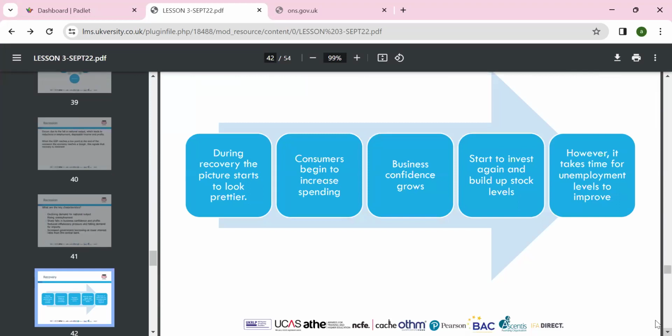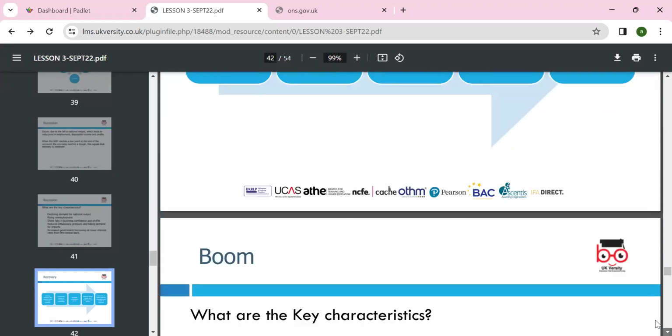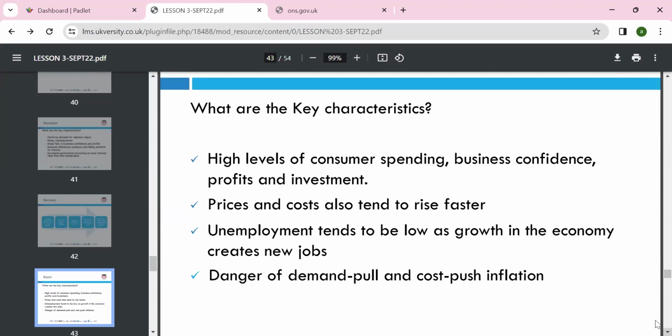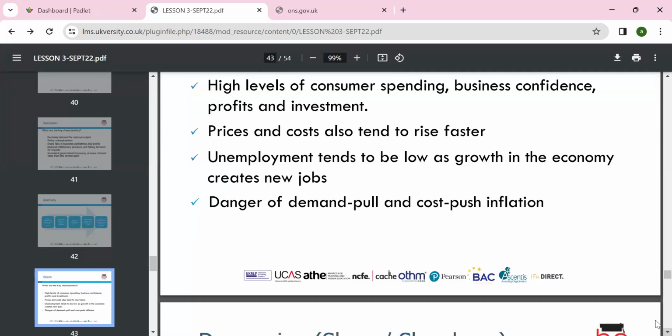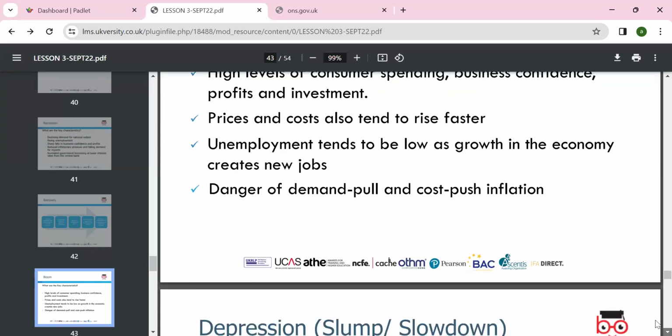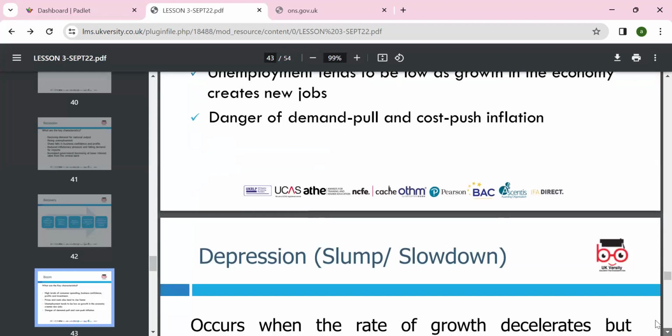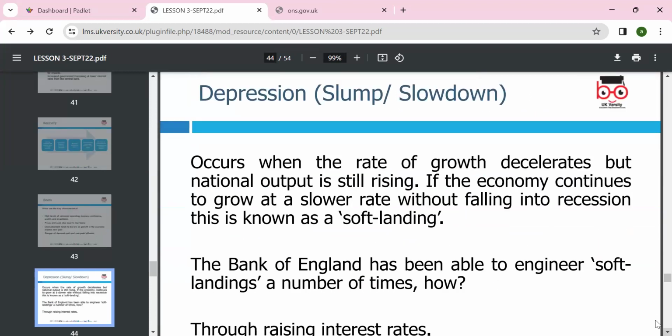During the recovery, the picture starts to look better, and consumers begin to increase their spending, and ultimately the economy grows. And boom, what are the key features? A high level of consumer spending, prices and costs tend to rise, and unemployment tends to be lower, and the danger of a slump and depression can occur.